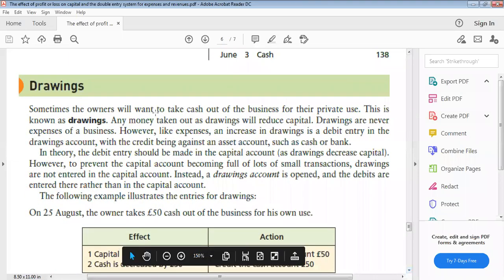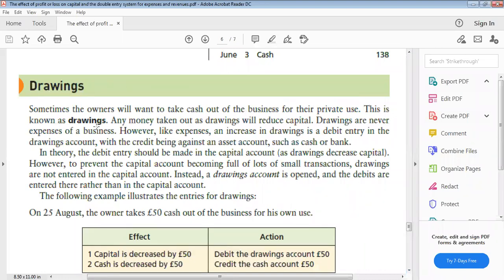Sometimes the owners will want to take cash out of the business for private use. This is known as drawings. Any money taken out as drawings will reduce capital. Drawings are never expenses of a business. However, like expenses, an increase in drawings is a debit entry in the drawings account, with the credit being against an asset account, such as cash or bank.